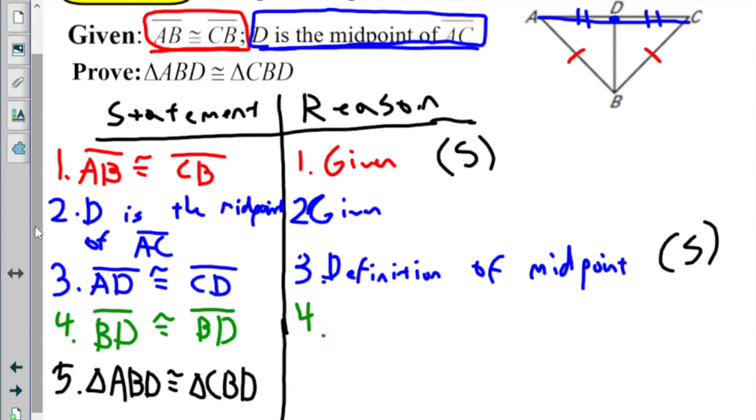Raise your hand if you think you know what's going to go here as my reason that B to D has to be equal to B to D. What do you think? It is going to be the reflexive property. Because this side is a common side in both triangles, so it has to be equal to itself. That's the reflexive property. B to D is congruent to B to D.